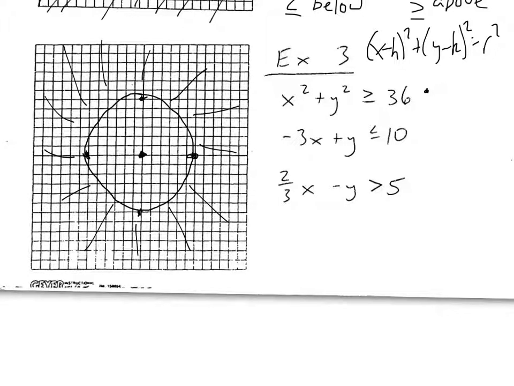Well, now I'm going to graph the next one. So I have y is less than or equal to 3x plus 10. I'm going to do this one in red. So up 10, put a point. And then I would normally go up 3, right 1. Instead, I'll go down 3, left 1.